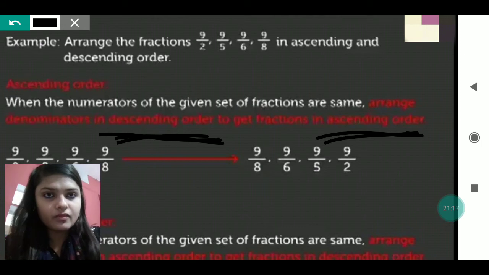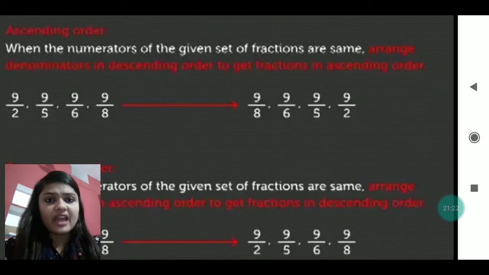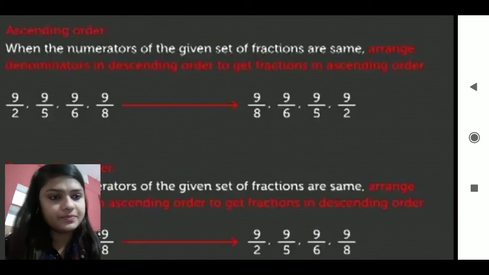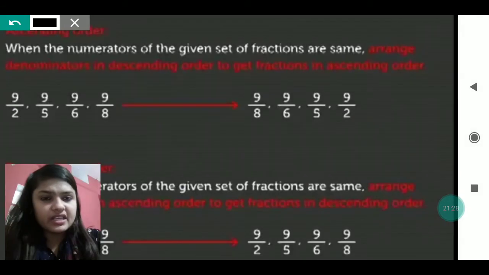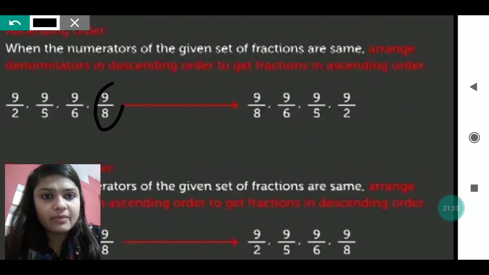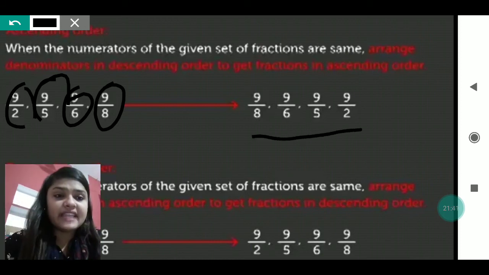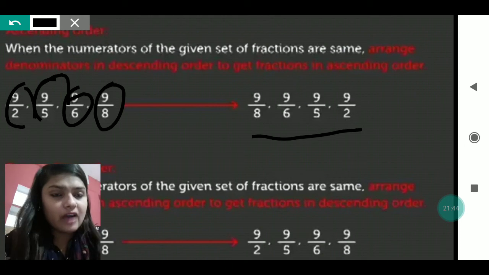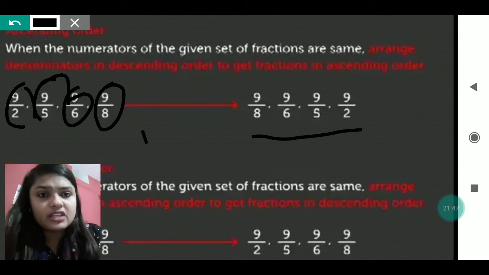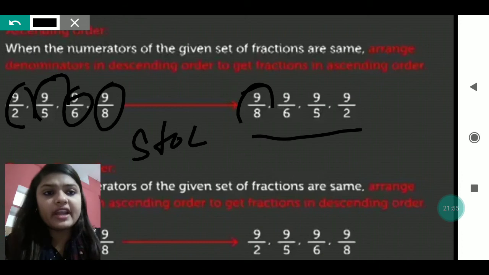Just see, like 9 by 2, 9 by 5, 9 by 6 and 9 by 8 is there. So which one is the largest here? Largest is 9 by 2, so 9 by 2 you write, then 9 by 5, then 9 by 6 and then 9 by 8. In this way you have arranged it in ascending order, because in ascending we have learned smallest to largest. So which is the smallest here? 9 by 8 is the smallest, my dear, don't get confused.